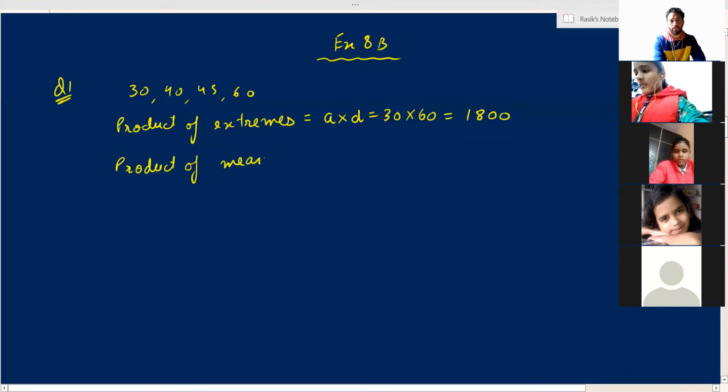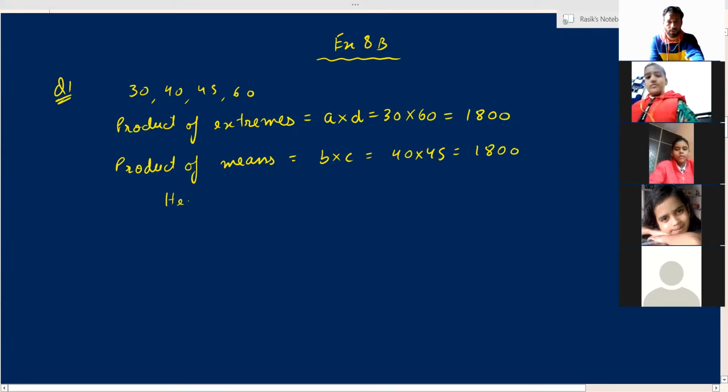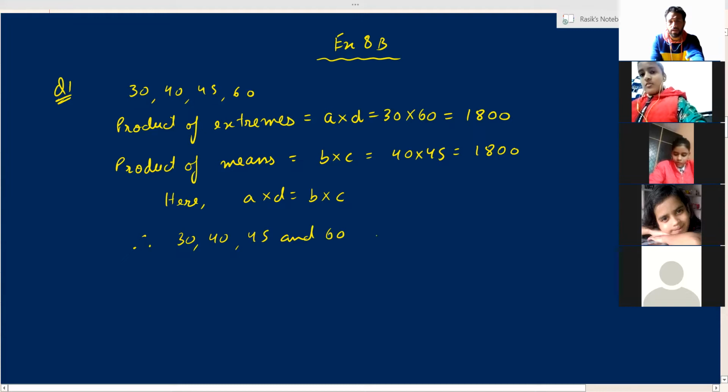We will find the product of means also. That means the middle two numbers, B into C: 40 into 45. What is the product? Again 1800. So here we are getting the product of means equal to the product of extremes. So A into D is equal to B into C. They are equal. Therefore, 30, 40, 45, and 60 are in proportion.